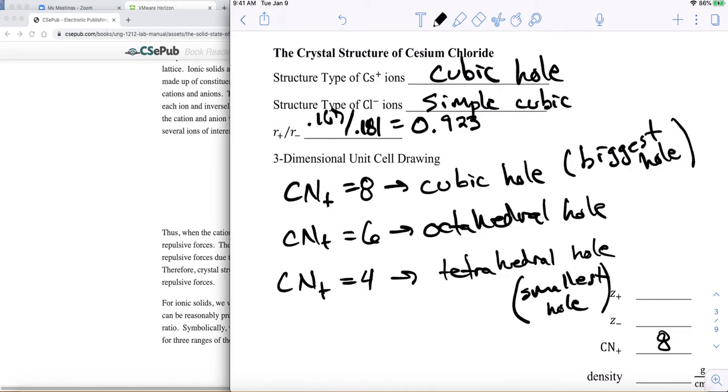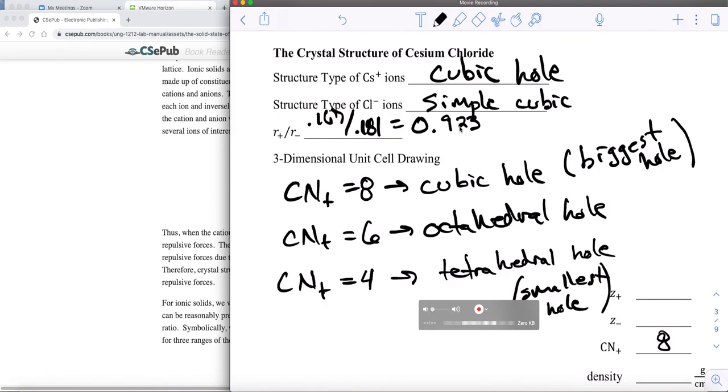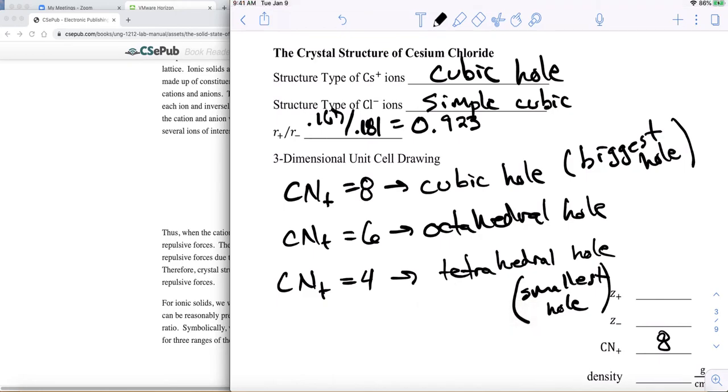And that would be my radius ratio. The bigger your radius ratio is, usually if it's over about 0.7, it's almost always a cubic hole. If it's between about 0.4 and 0.7, it's usually an octahedral hole. Below 0.4 roughly, it's often a tetrahedral hole. But that's not 100% accurate. There are some variations sometimes.